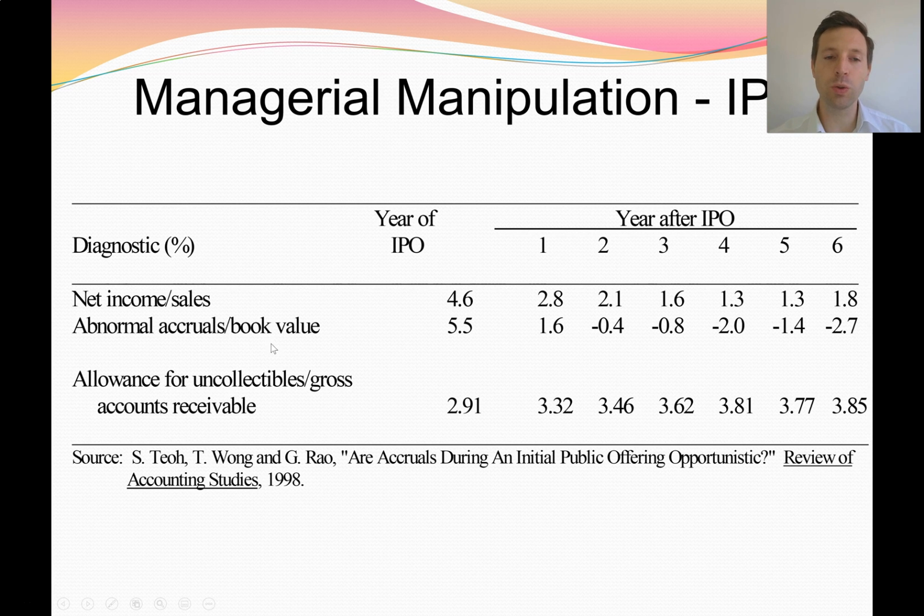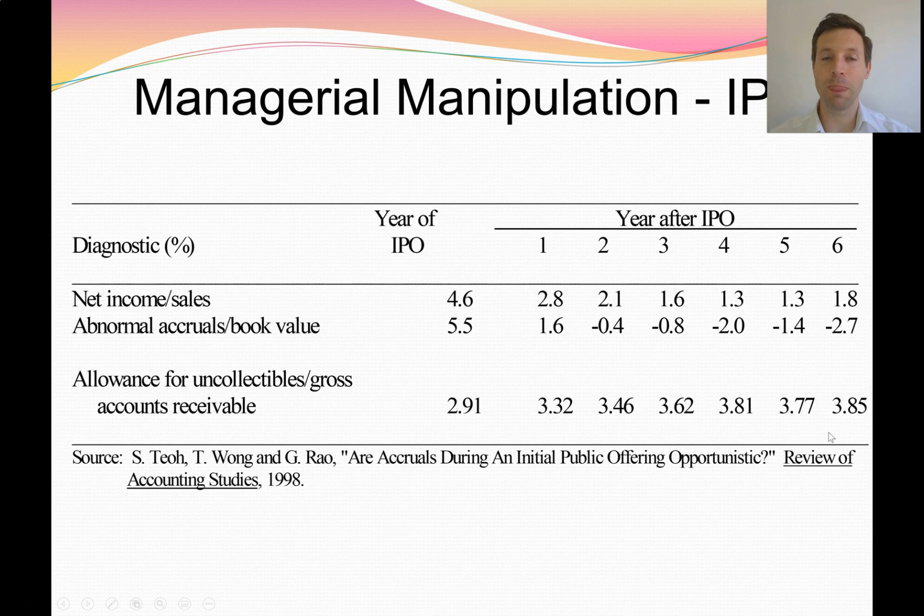Similarly, abnormal accruals over book value, they use this measure of the difference between cash flows and your income statement to see how much accrual accounting you're using. It's very high in the year of the IPO, and then it reverses in future years. So this again could be evidence of earnings management. And finally, looking at a specific account, your allowance for uncollectibles over your gross accounts receivable. In the year of the IPO, it was 2.9%. You expected 2.9% of your customers not to pay you back. But then suddenly, after you're a public company, the percentage of customers you think will not pay you back is increasing each year.